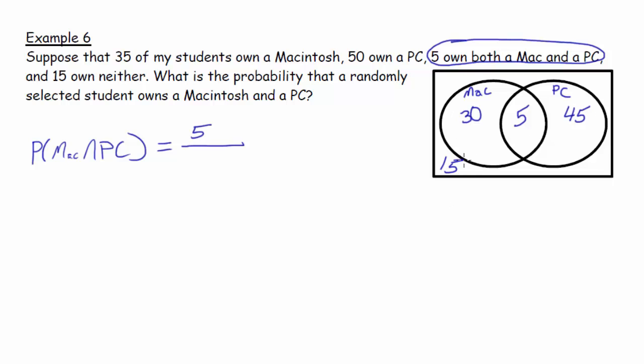So now let's look at these numbers and see if it's a little easier to tell how many students we have. So if I add these guys up, I get 95. So the probability that I have a Mac and a PC is going to be 1 out of 19.